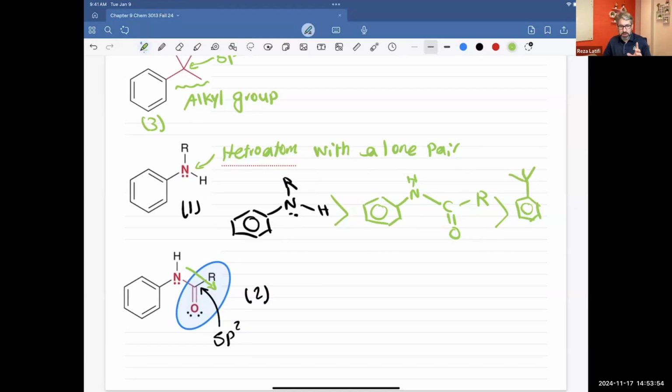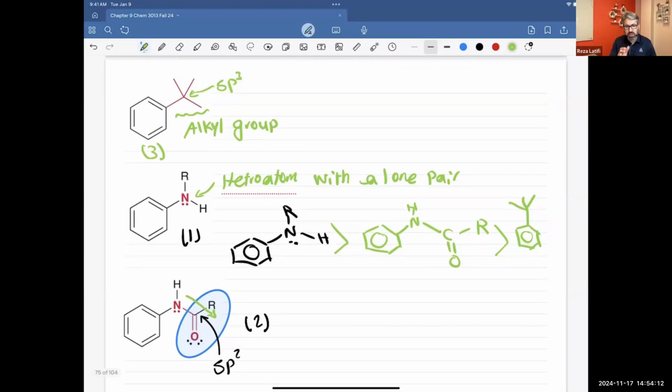So go with lone pair. If there's a lone pair, that's going to be the strongest one. Now, do you have sp2 hybridization? Lone pair and sp2 hybridization, if that's the case, then that's going to be number 2. And if you don't have a lone pair, it's just an alkyl group and no electronegative atom attached to it, that's still going to be electron donating, but it will be the weakest one.